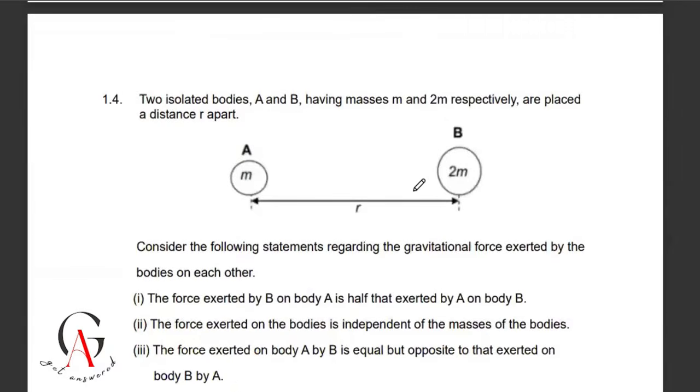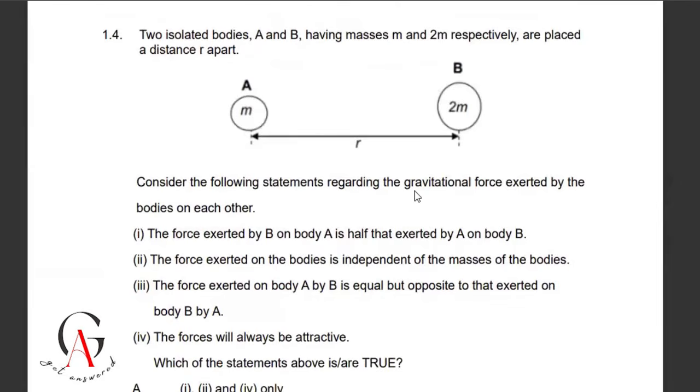And then 1.4, two isolated bodies A and B that have masses m and 2m respectively are placed a distance r apart. Consider the following statements regarding the gravitational force that will be exerted. So the force exerted by B on A is half? Nope. Remember, the force that is exerted between the two needs to be, is it the same? Let's see. 2, the force exerted.